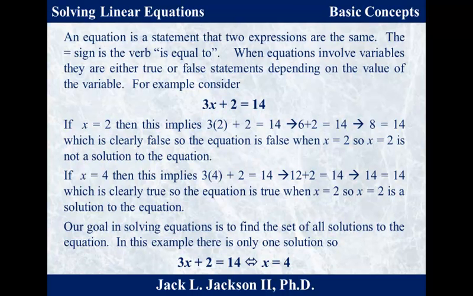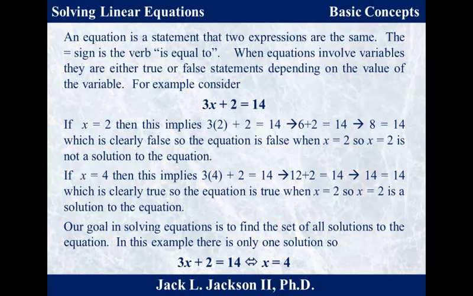So we can plug in different values of x, and it will either make this statement true or make this statement false. If x = 2, this implies that 3 times 2 plus 2 is supposed to be 14, or 6 + 2. Or in other words, the left side reduces to 8 and the right side is 14, but that says 8 = 14. Well, that's clearly a false statement. So this equation is false when x is 2, so x = 2 is not a solution to this equation. It makes that statement false.